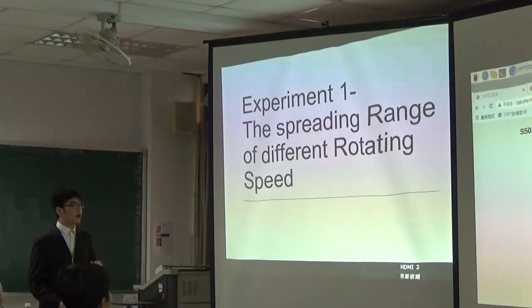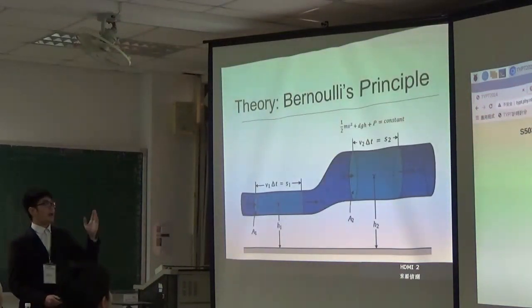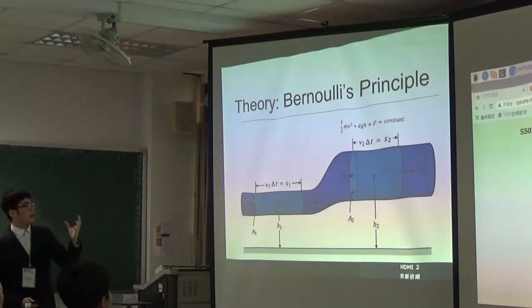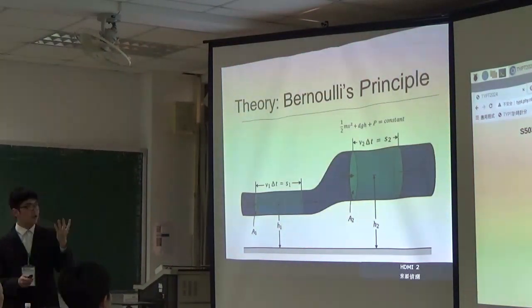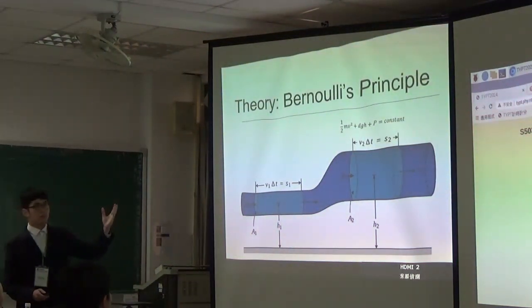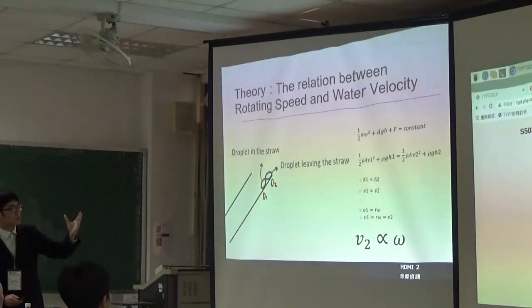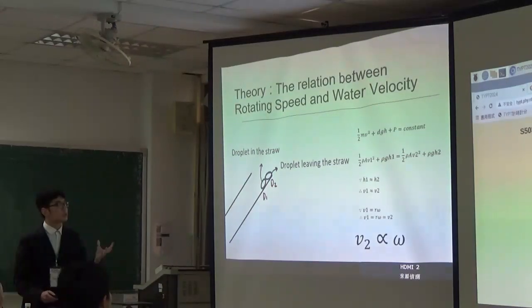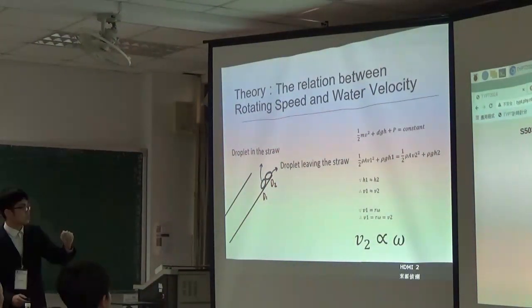For the first experiment, it's about the spreading range of different rotating speeds. First, I would like to introduce the theory, Bernoulli's principle. It means that in a static fluid, its kinetic energy plus the potential energy plus the internal energy will be a constant. So I use Bernoulli's principle to explain the relation between rotating speed and water velocity.